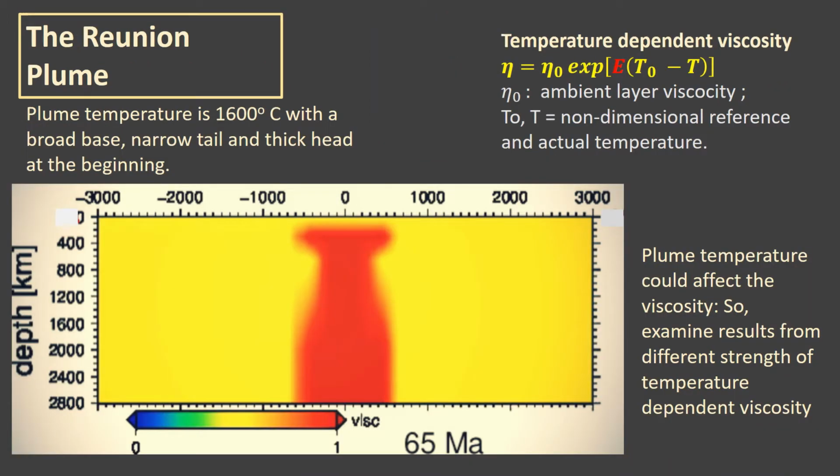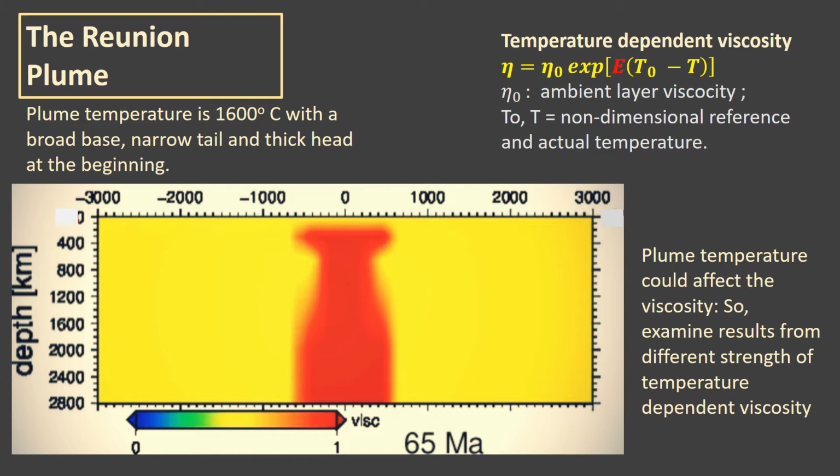Apart from the reconstruction of the craton, there is another parameter that will be very crucial for our study, that is the mantle plume. So this is our initial geometry of the plume that we have inserted in the location of the Reunion plume. The plume temperature is kept at 1600 degrees centigrade with a broad base, narrow tail and a thick head. Apart from its temperature control, we also incorporate the temperature dependent viscosity, which is given by this formula. Now eta 0 is the ambient layer viscosity, T0 and T are the non-dimensional reference and actual temperature, and E is the strength of temperature dependence.